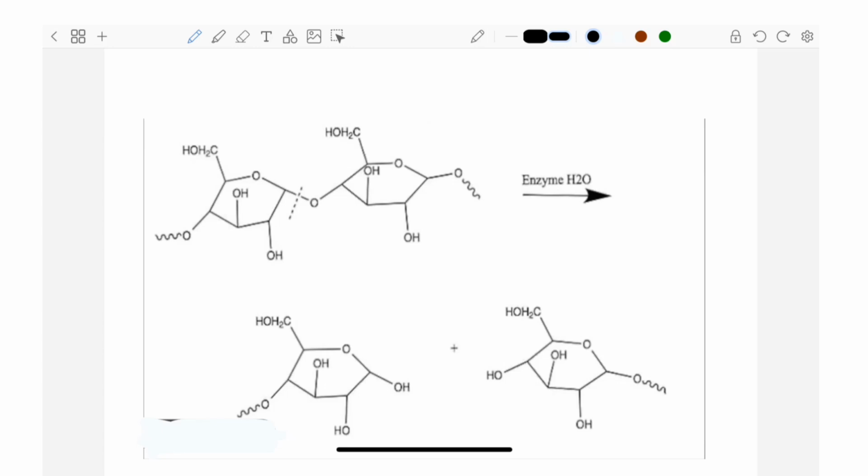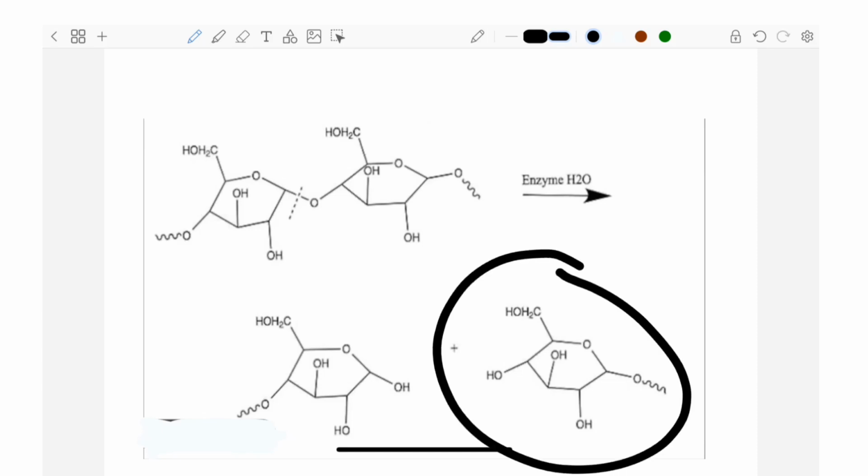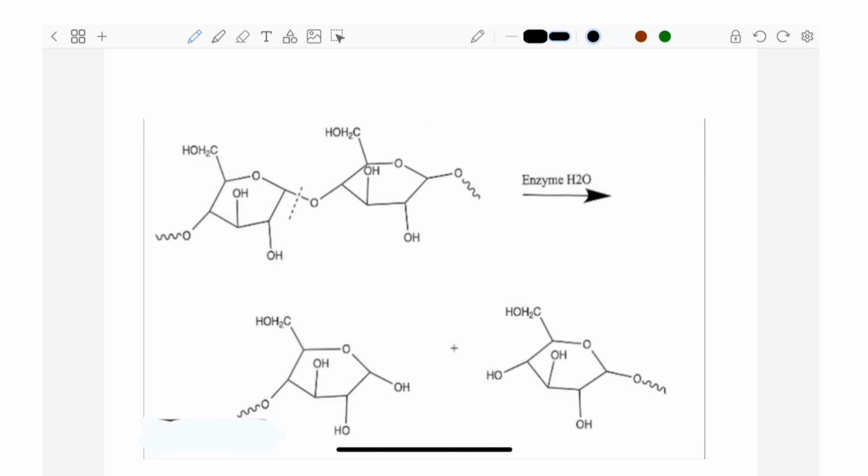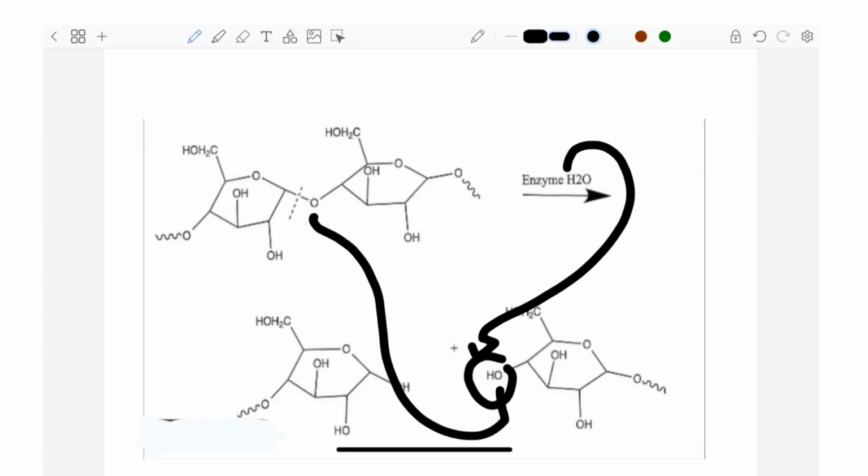And next naman po, is ito naman po yung pangalawa. Ayan po. Sa pangalawa naman po na yan, itong HO na po na to is galing din po siya sa H2O, yung isang H. And itong O naman po na ito is galing po siya dito sa O na yan.